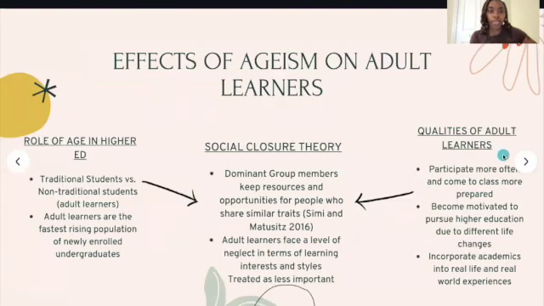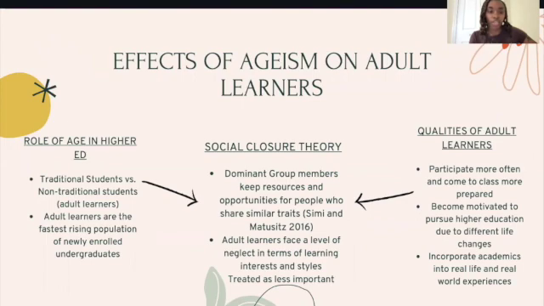Demi Semi and Jonathan Matusitz studied the effects of ageism on older college students. Their study used social closure theory as the focal point to understand how ageism shows up in different realms of the undergraduate experience. The role of age in higher education and the qualities of adult learners work together to help us better apply social closure theory.